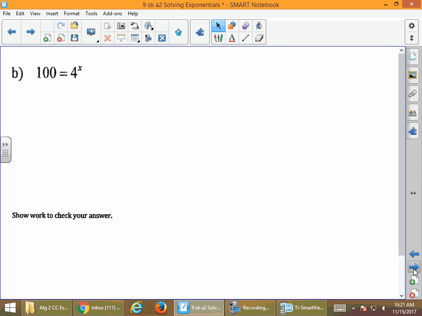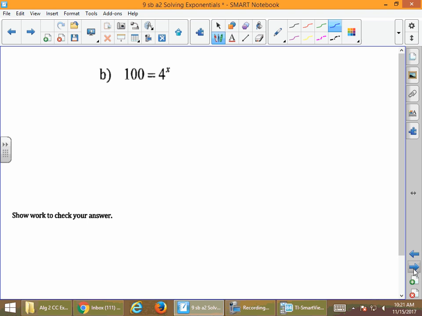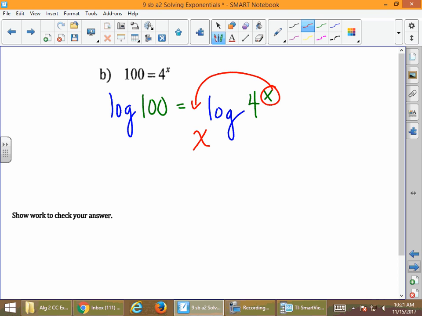Letter B. 100 equals 4 to the x. Steps are still the same. Take the common log of both sides. It doesn't matter that the exponent part of this problem is on the right. We're going to put log on both sides: log of 100 equals log 4 to the x. Step 2. Use our logarithm law, which says we can take the exponent and write it as a coefficient. So we can take this x and write it out here in front. And then we still have log of 100 on the left side, and log of 4 on the right side.